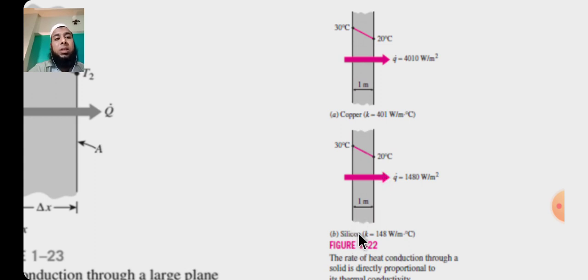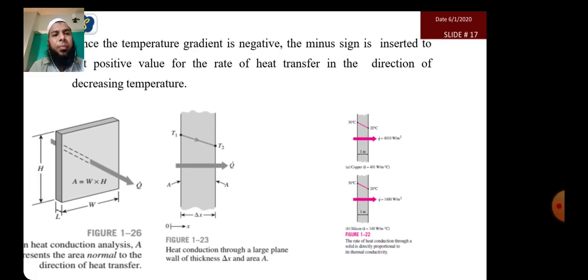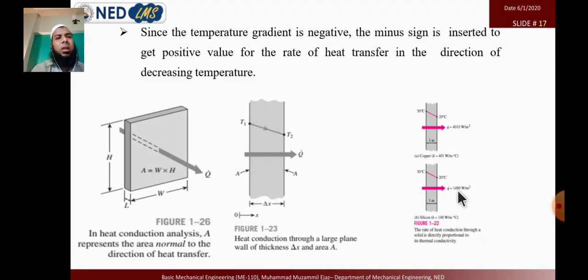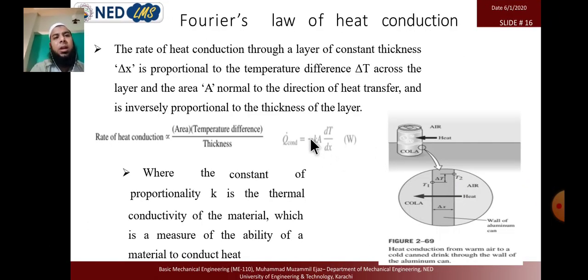But in the case of silicon, the K value is 148 watt per meter degree centigrade. So it has 1480 watt per meter square, so it has a lower heat transfer rate. Okay. And one thing you can ask is, in the equation, there will be a minus sign.